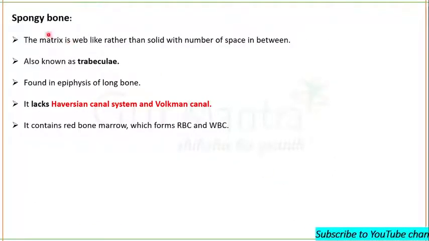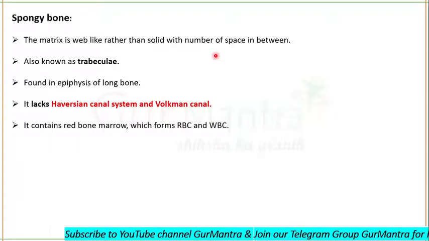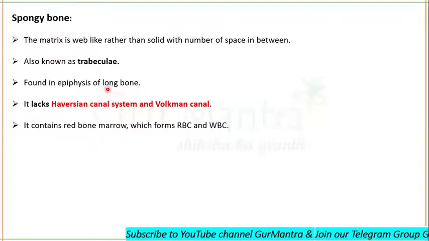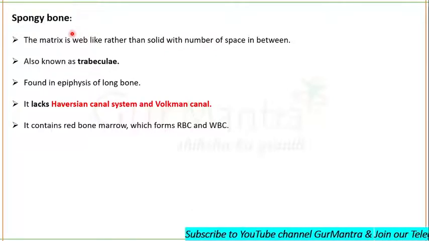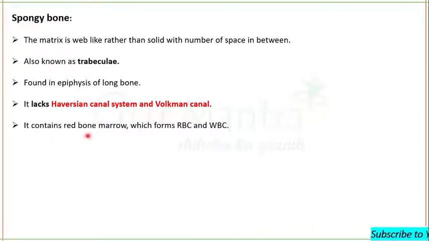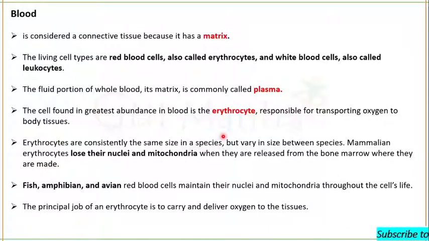spongy bone has a web-like matrix rather than solid, with a number of spaces in between. Spongy bone is also known as trabeculae. It is mainly found in the epiphysis of long bones. What is important about spongy bone is that it lacks Haversian canals and Volkmann canals. This is the major difference between compact bone and spongy bone. Spongy bone contains red bone marrow, and compact bone contains yellow bone marrow, and this red bone marrow forms RBC and WBC.